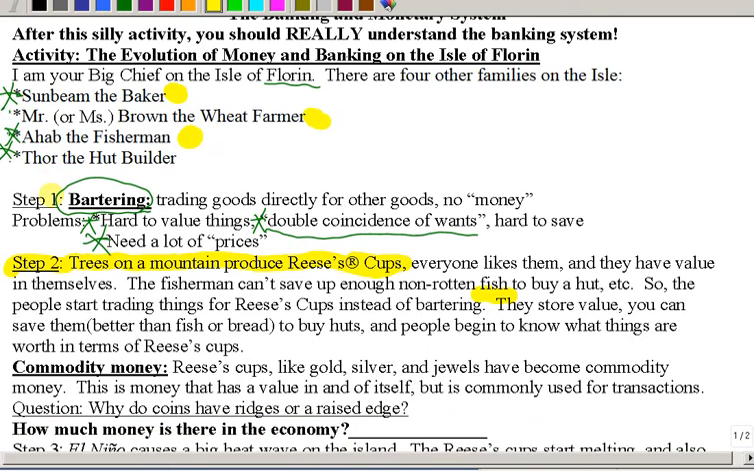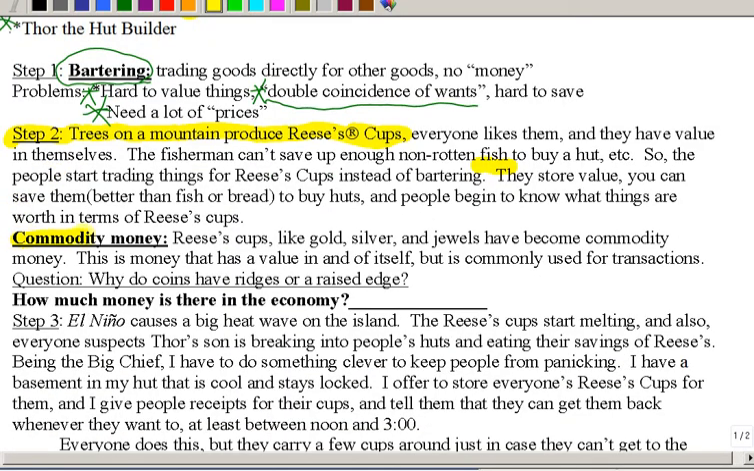So we call this kind of idea commodity money. Reese's cups are just like gold, silver, jewels, or whale's teeth. They're things that have to be somewhat rare and have some kind of value in and of themselves because they're pretty or something like that.